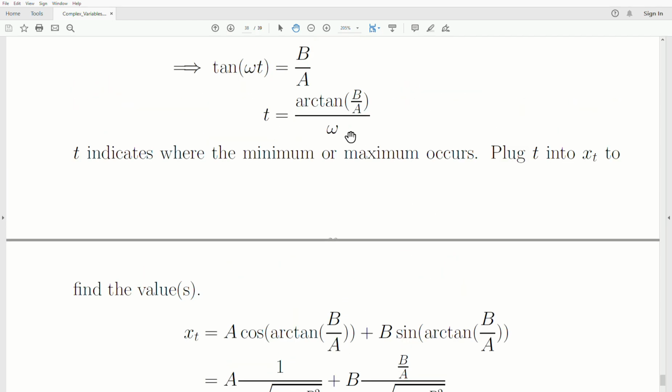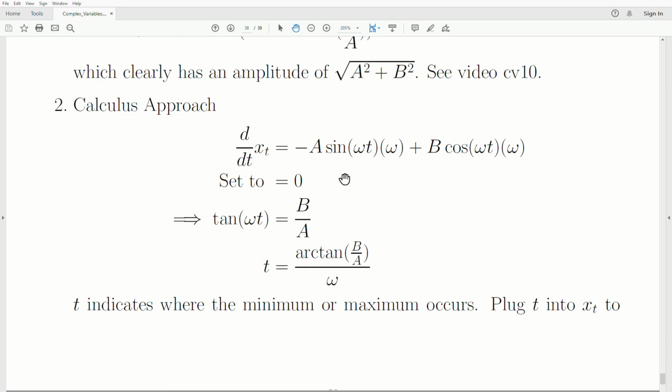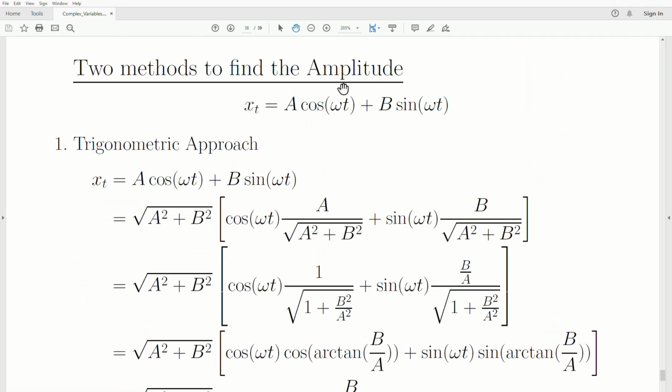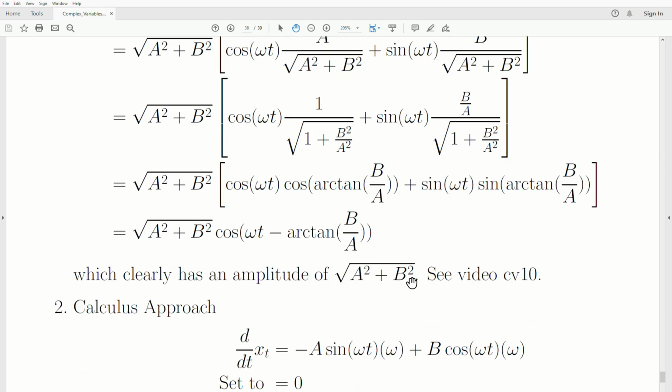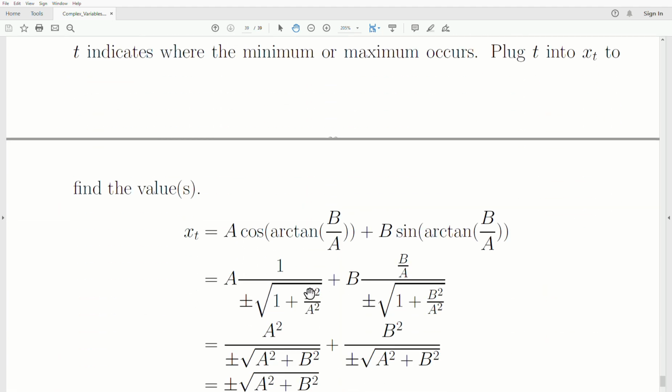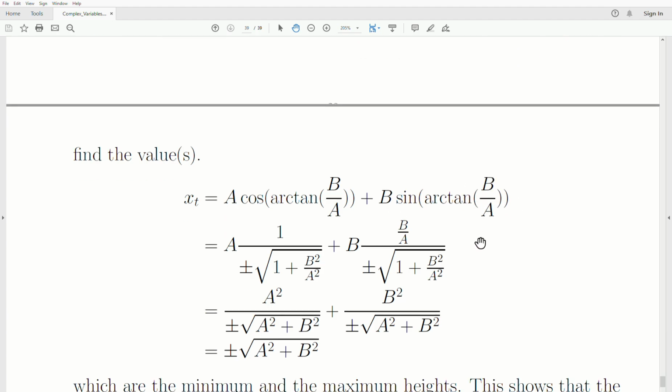So we take t, and I'm going to scroll back to the top again, and we plug it back into this. So we plug in t. Notice the omegas cancel instantly in this. And we're left with this. So x(t) is equal to a times the cosine of arctangent of b over a, plus b times the sine of arctangent of b over a.